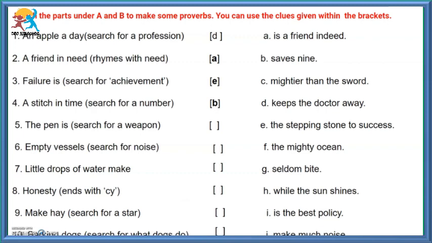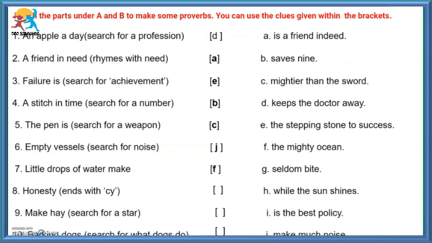Next, a stitch in time saves 9. You need to search for a number. A stitch in time saves 9. The pen is, you need to search for a weapon. Weapon, sword. Yes, C. The answer is C. And now the proverb goes, the pen is mightier than the sword. Empty vessels. Search for noise. Where is noise? Yeah, very good. It is J. So empty vessels make much noise. The answer is J. Little drops of water make the mighty ocean.